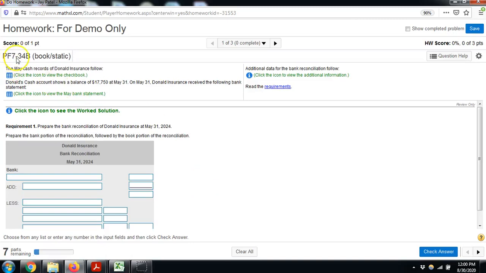So this is PF7-34B from your book. It's basically a bank reconciliation. So let's get started. The first requirement is to prepare the bank reconciliation.